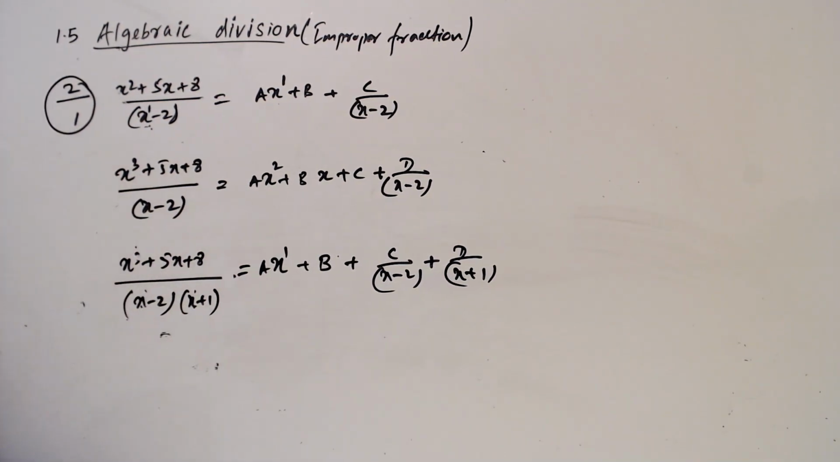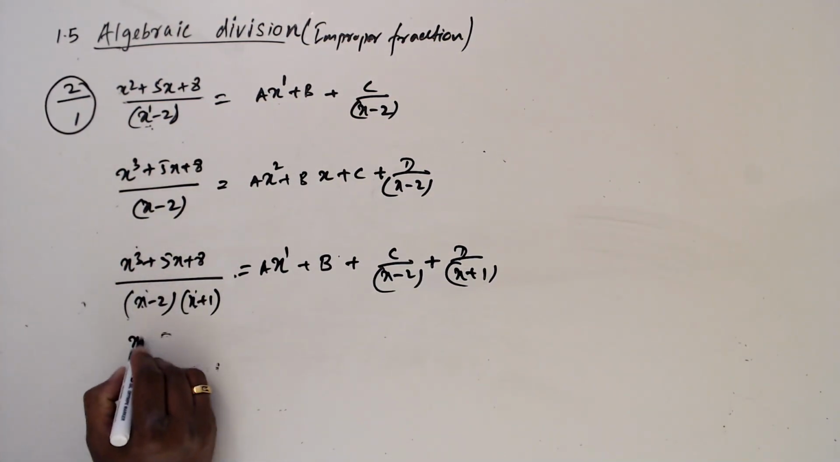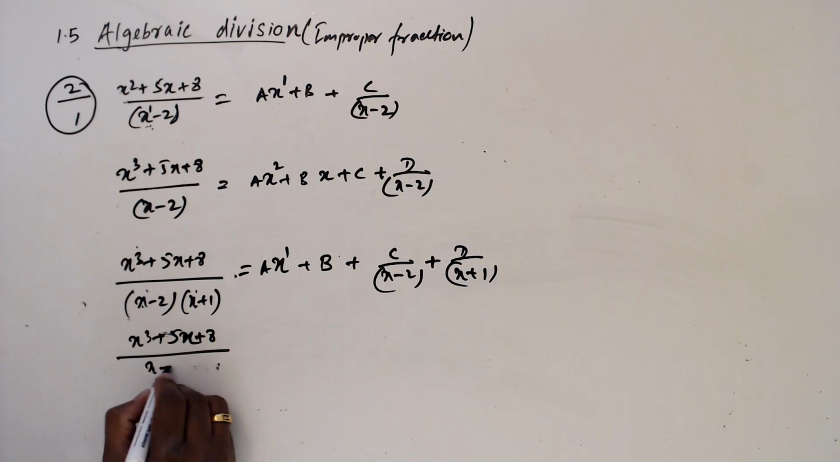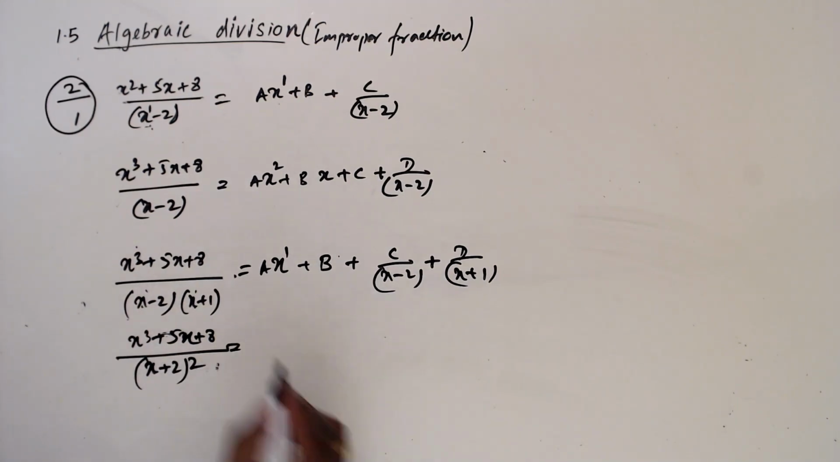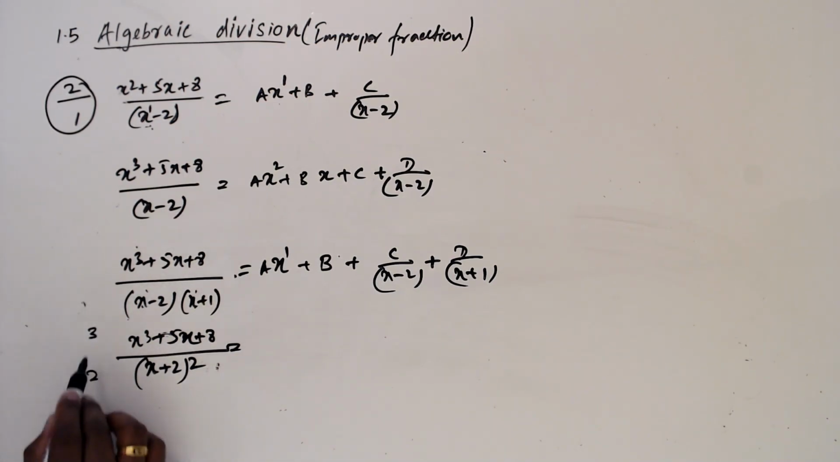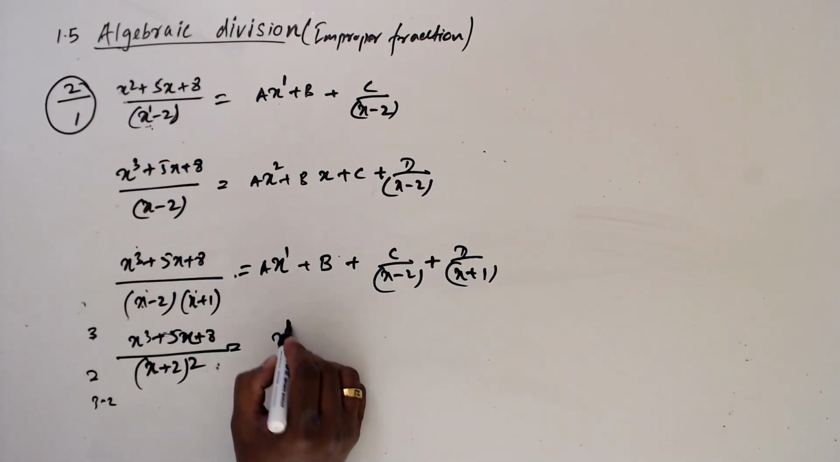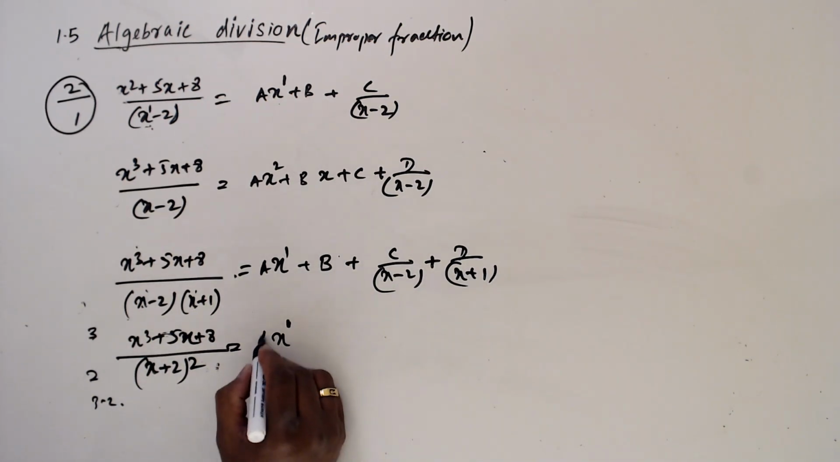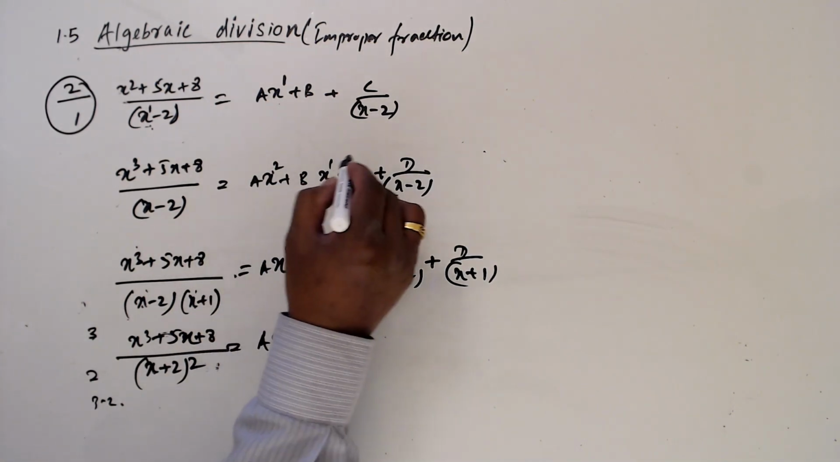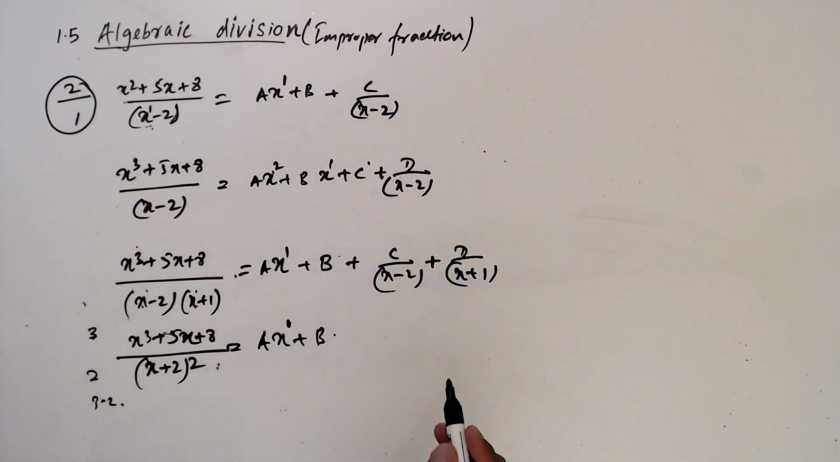We'll discuss one more: x cubed plus 5x plus 8 over x plus 2 square. Now when you look at this, it is an improper fraction. First of all we'll deal with the improper part. So this is 3 and this is 2. The difference is 3 minus 2, which is 1. So then I need x to the power 1, and this is ax plus b: x1, x0. 2, 1, 0, where 0 is constant.